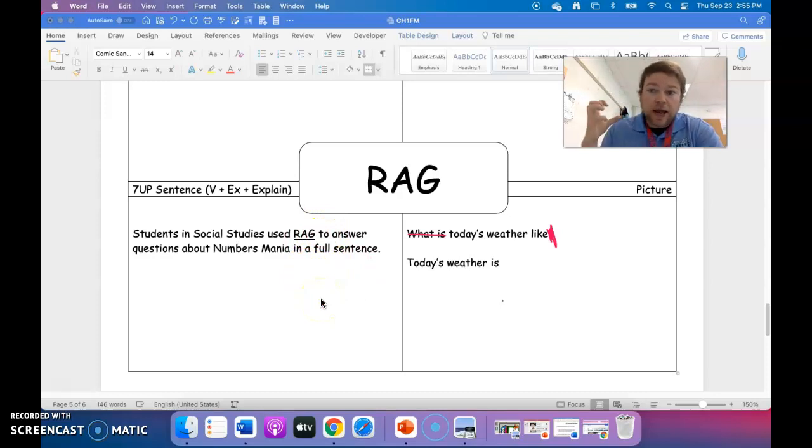Now, can we take rag out and put purple in, and that sentence still makes sense? Students in social studies use purple to answer questions about numbers mania in a full sentence. Nope, doesn't make sense anymore. So that's a good sentence. Show what you know. Sentence is accurate. Yeah, that's something we did. So that sentence looks good to go.